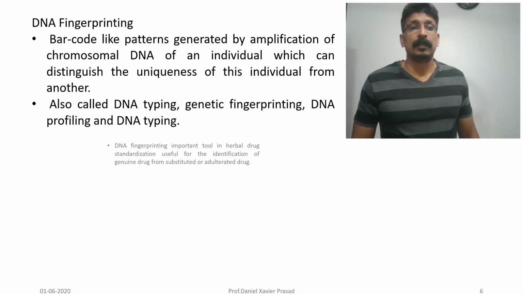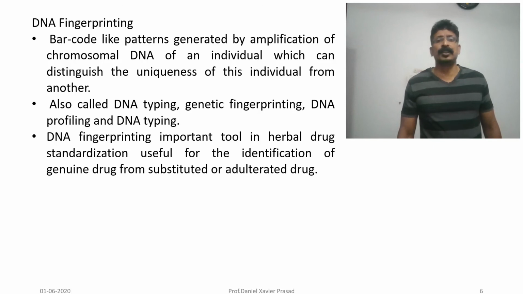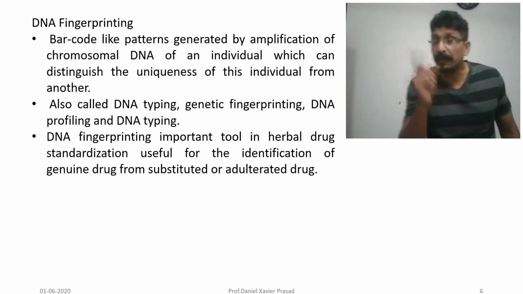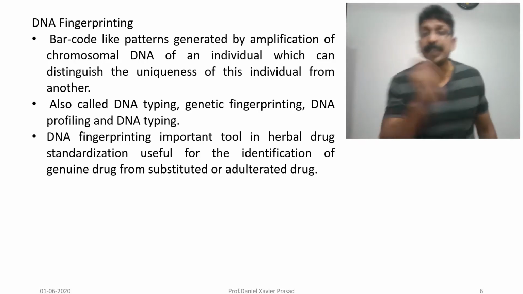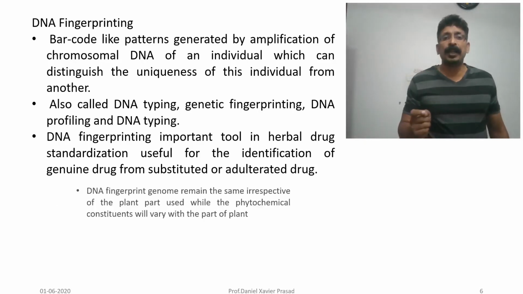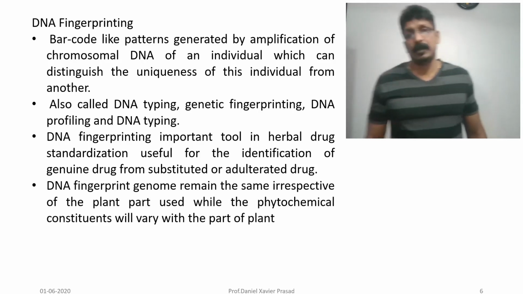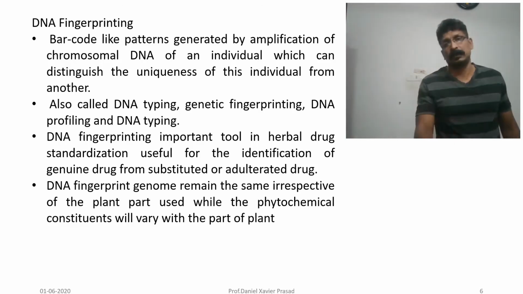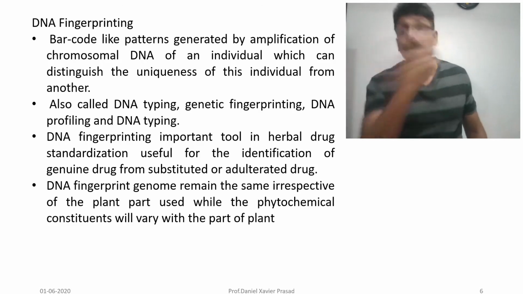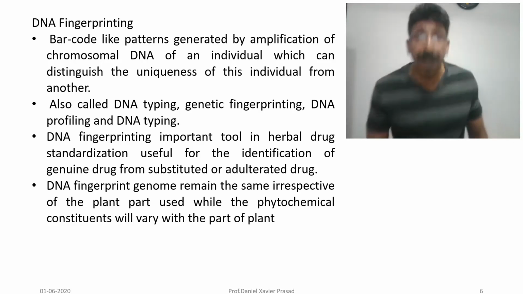DNA fingerprinting is an important tool in herbal drug standardization, useful for identification of the genuine drug, whether it is adulterated or not. Purity and standardization can be checked, and substituted or adulterated material can be easily identified. The genome remains the same irrespective of the plant part. Which part is used, whether flower or root, can also be identified, while the phytochemical constituents will vary with the part of the plant.